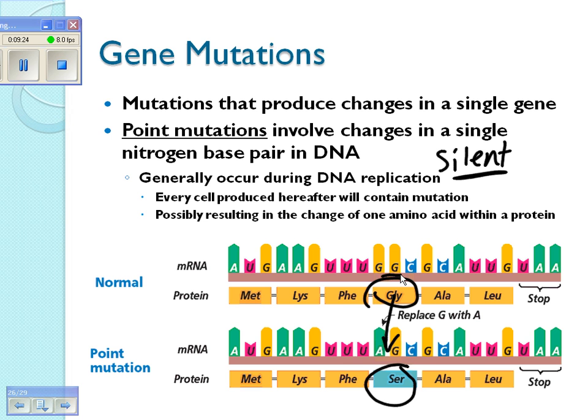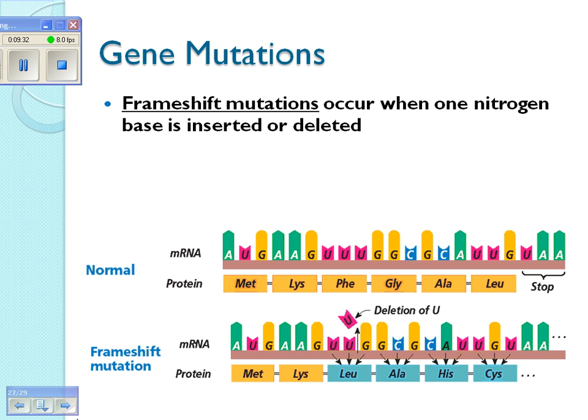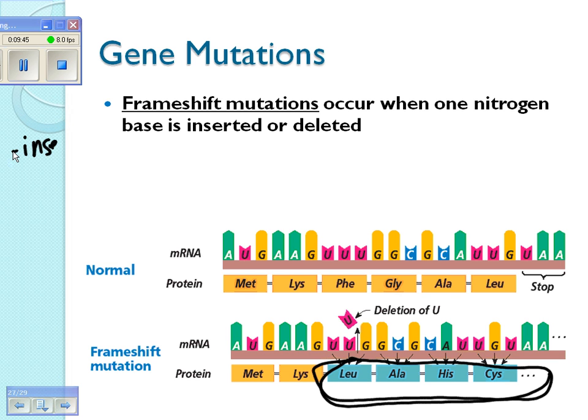But the important thing to realize is that in this point mutation, it's only one amino acid that's going to change maximum. On frame shift mutations, however, this is going to change a bunch of amino acids. You see these down here in blue are the ones that have changed. So frame shift mutations, we have insertion and we have deletion.